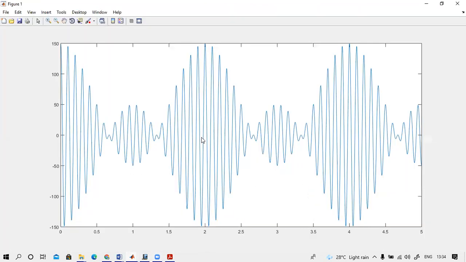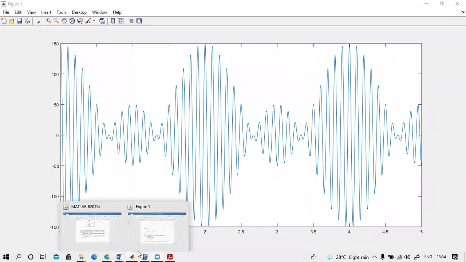So can anyone tell what is this modulation? What is the percentage of this modulation? Is it over modulation or normal modulation? Is this waveform over modulated or normal modulation? Yes, very good. It is not over modulation. I will explain what happened.